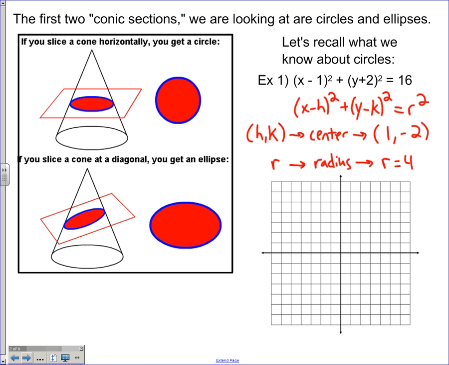Graphing this, we start at our center, which is (1, negative 2). In any direction, horizontally or vertically, we count 4 for our radius. So we go over 4, up 4, left 4, and down 4, and we get a nice circle. Do the best you can to connect those with a nice circle. Pretty straightforward, right? Now you can see if we manipulate our equation a little bit, we should be able to come up with an ellipse. That's what we're going to look at for these notes.